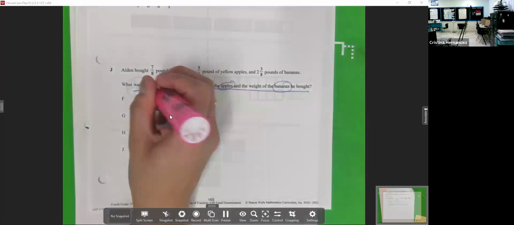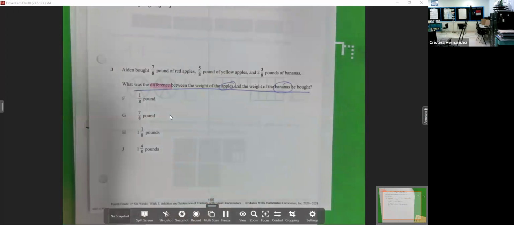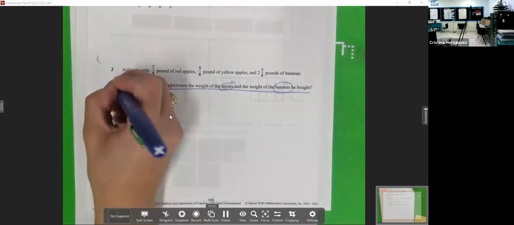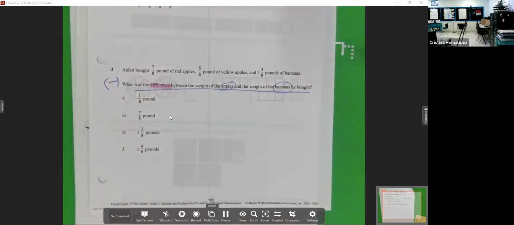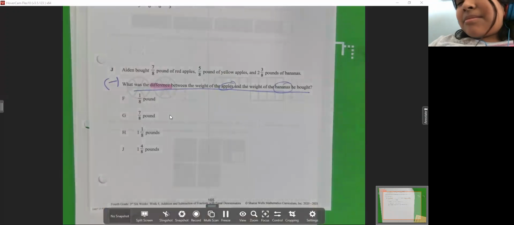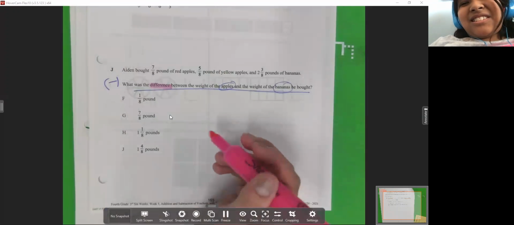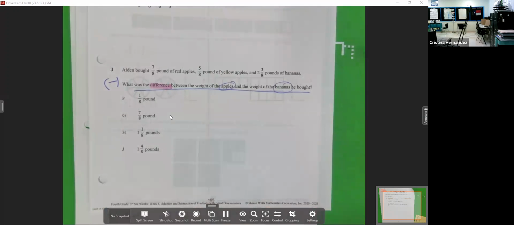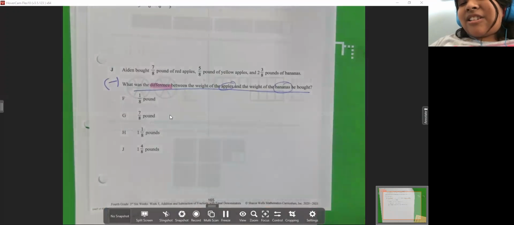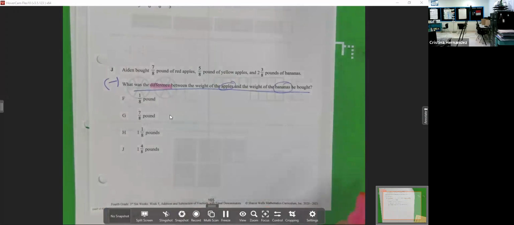Good job. So we're subtracting something. What numbers do we need? We're looking at apples and bananas. Oh, I think we should add the apples. Wait, what? There's 2 apples, a red apple and yellow apples. Good. What is the weight of the apples? Natalie says, I think we should add the apples first. I agree.